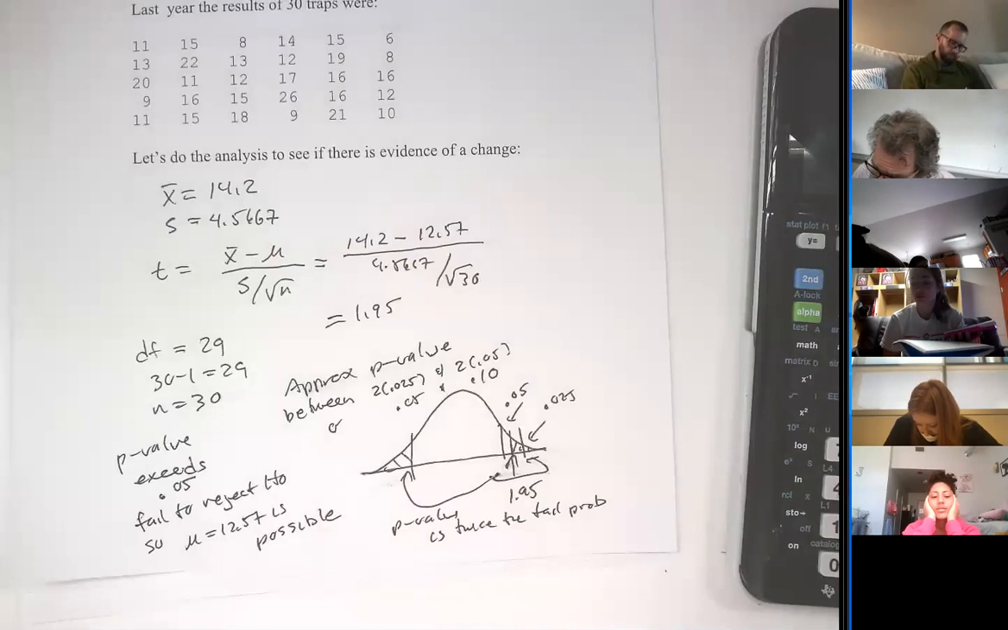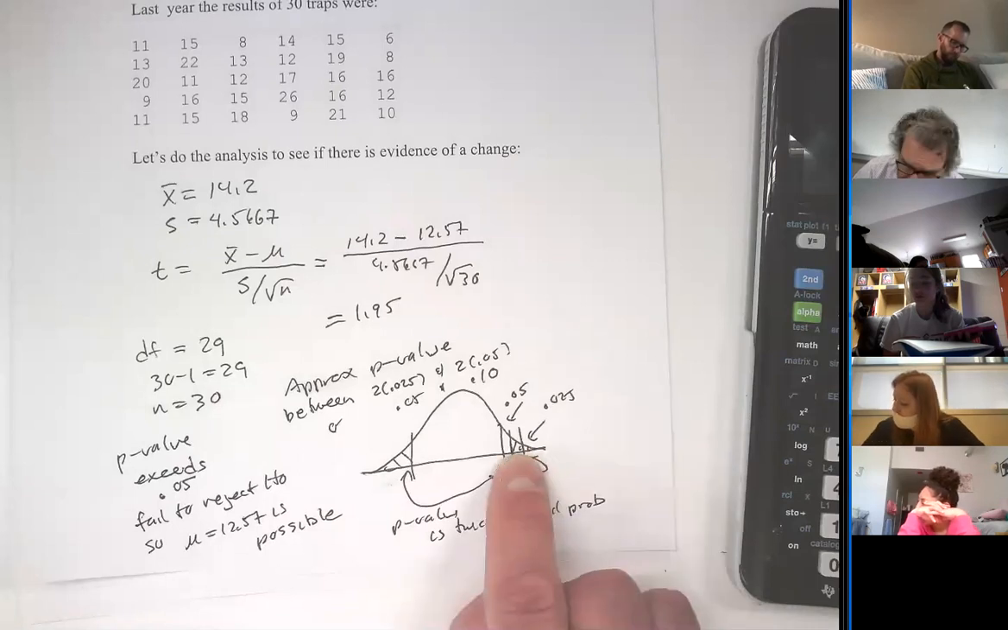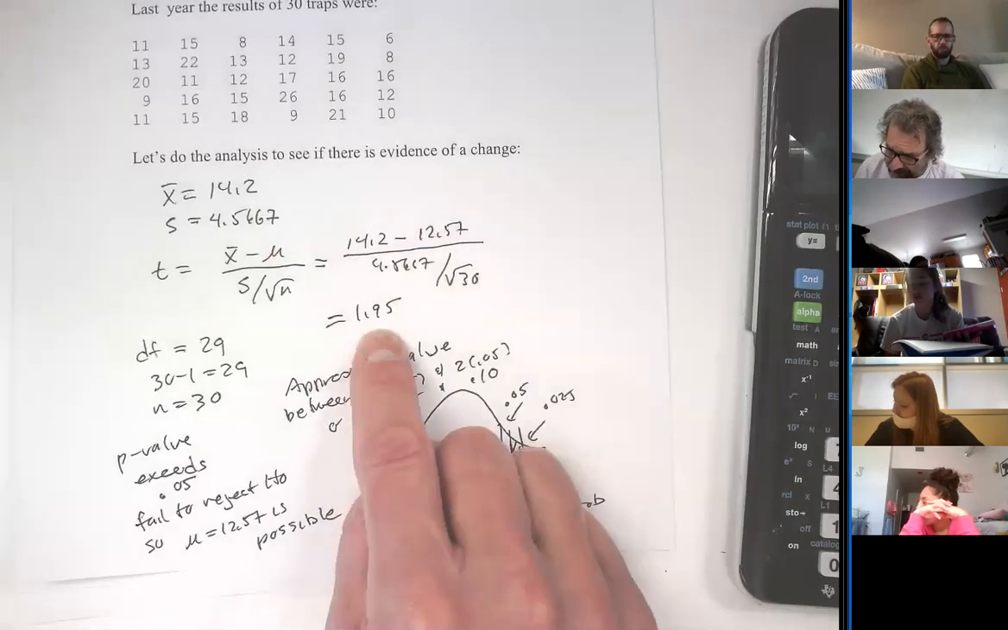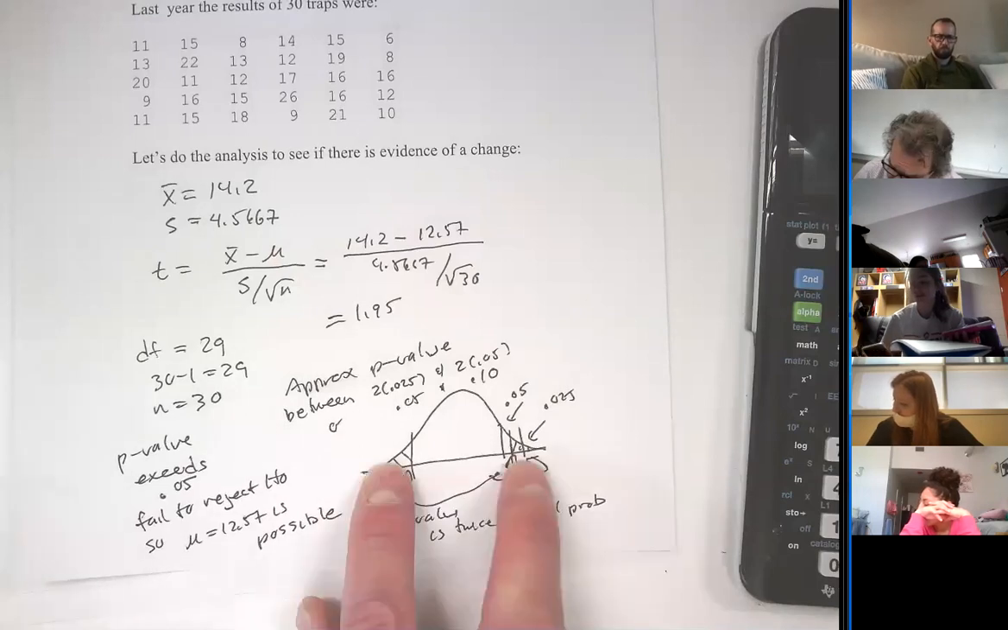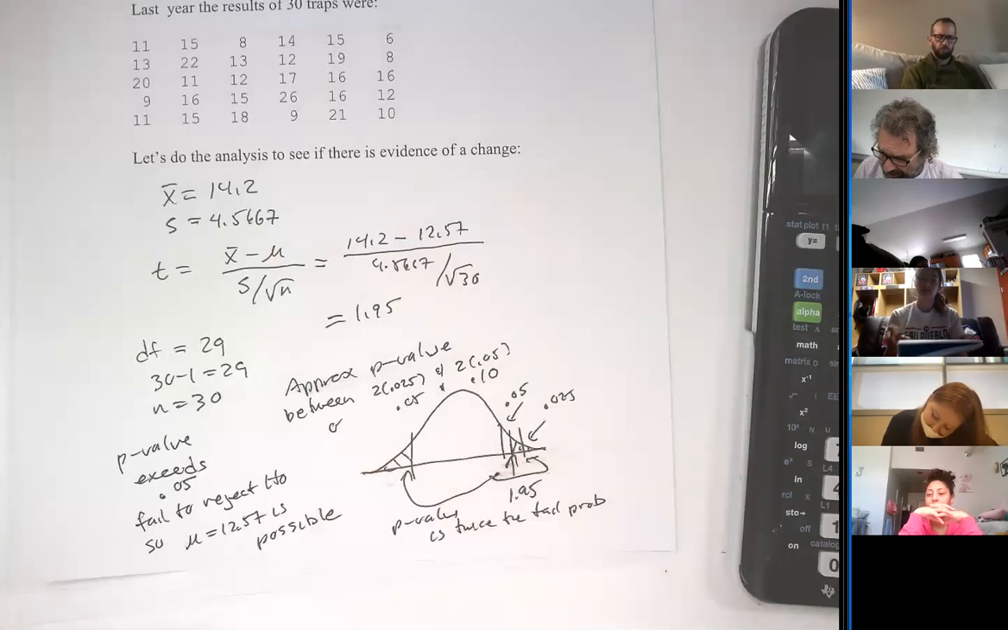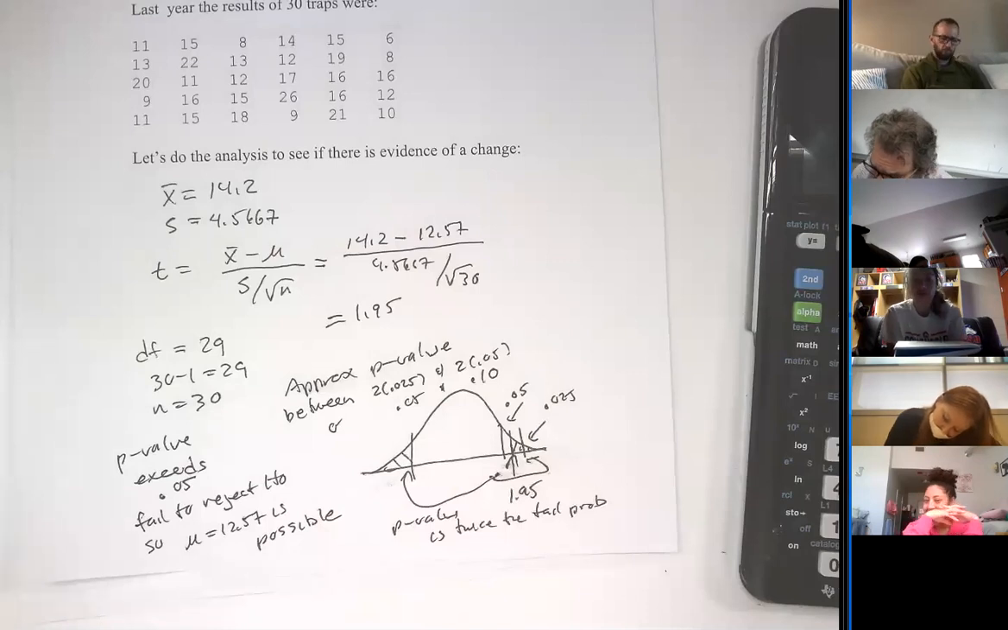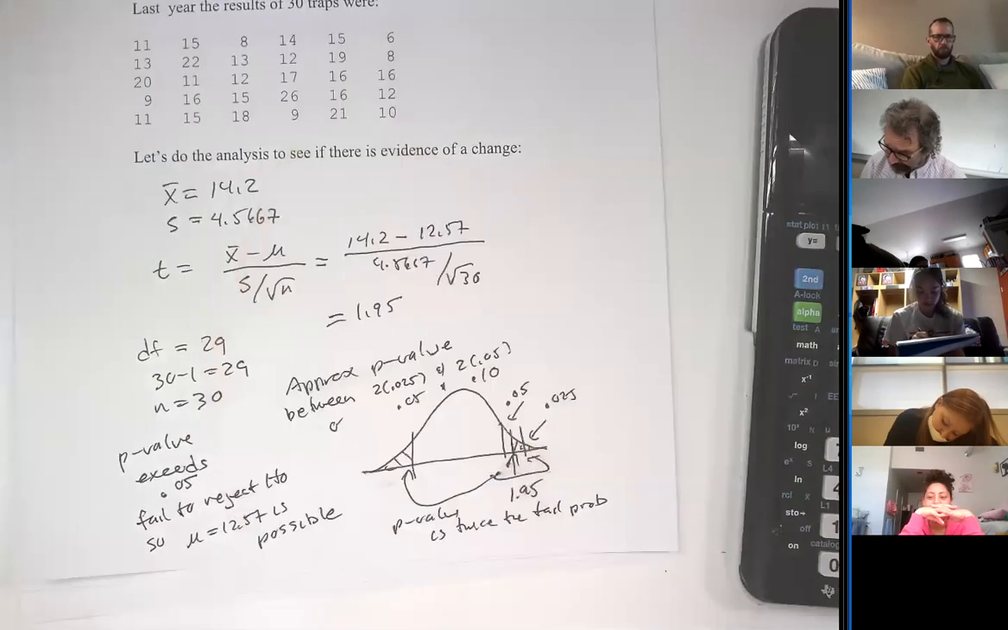If we were expecting the midge population to have grown, then a one-sided test, then we would have had 0.05 here. The tail probability would have been less than 0.05 and we would have rejected the null hypothesis. But since we had a two-sided test, we're just wondering, has there been a change? Those changes can happen two ways. So we have to do two tails to do the p-value calculation. And we got something bigger than 0.05. So we failed to reject H0. As far as we know, the mean could still be 12.57. This could just be random variation.